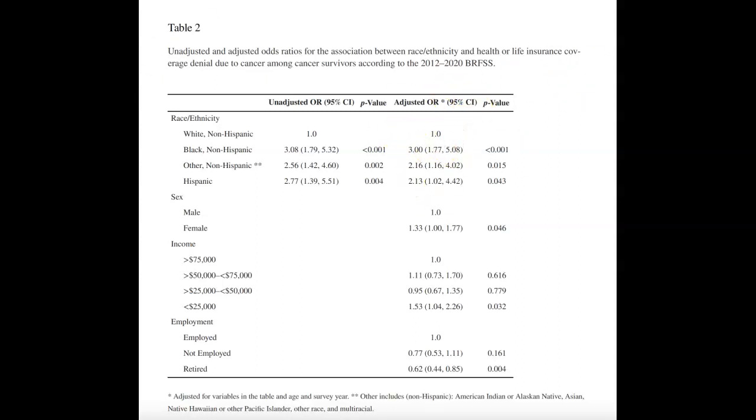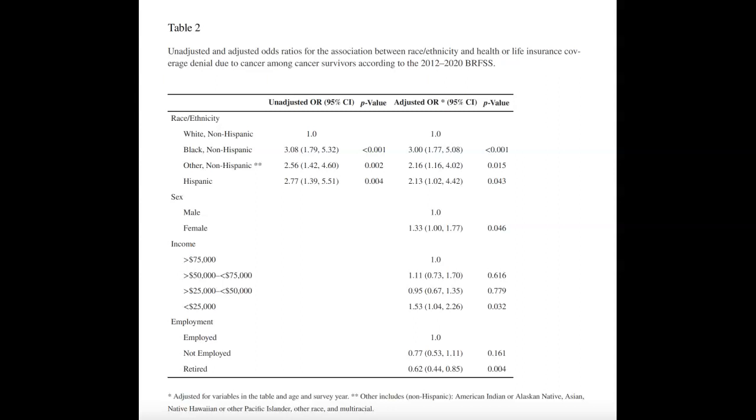In this adjusted logistic regression, we are running a logistic regression, but in that model, besides our independent and dependent variable, we are throwing in variables that we think might potentially confound the relationship between race, ethnicity, and the denial of health or life insurance. So in this adjusted column, what we're reporting is the relationship between race, ethnicity, and the denial of health or life insurance after adjusting for things like sex, income, employment, and the survey year.